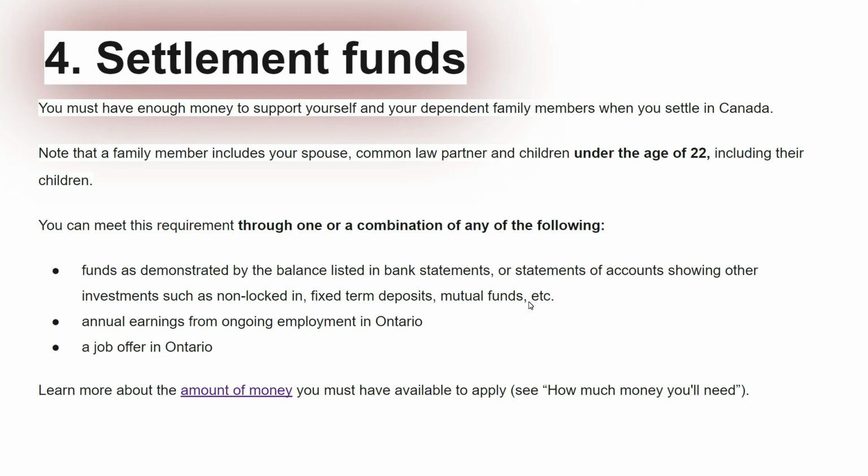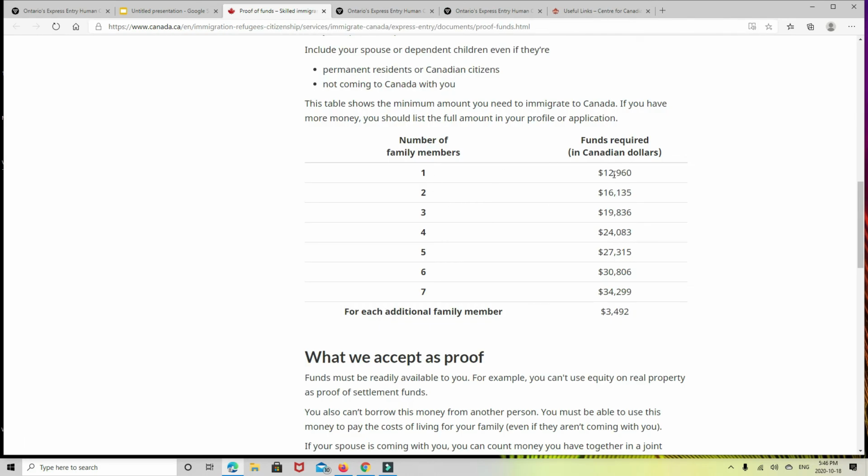Or you can show your annual earnings from ongoing employment in the province of Ontario, or that you have a job offer in Ontario. Suppose you have nothing but you have a job offer in Ontario, then you are still eligible. And if you want to see how much money you need if you are coming alone, you need 12,960 Canadian dollars. If you are 2 people, you need $16,135. If you are 3 people, you need $19,836 Canadian dollars, and so on.